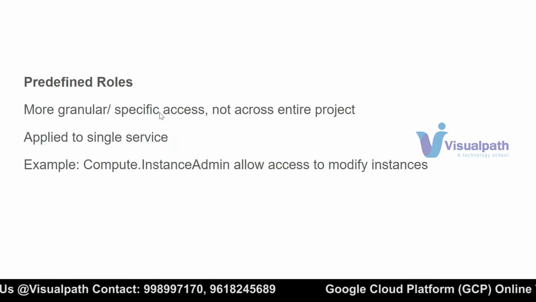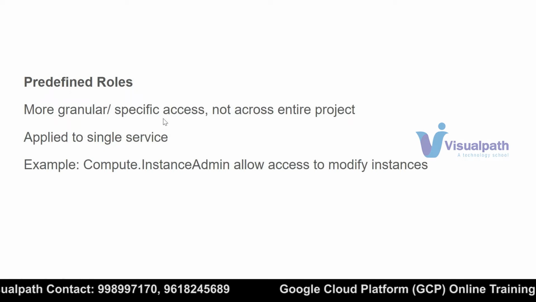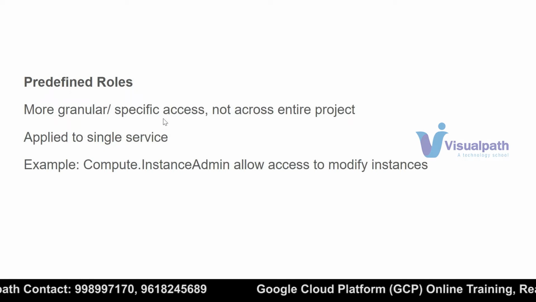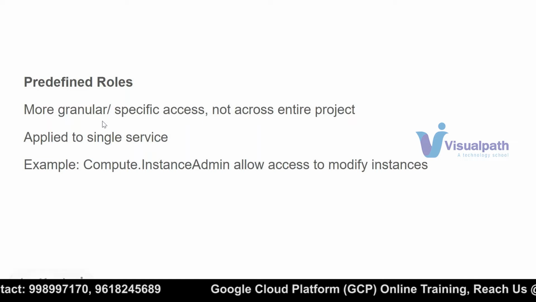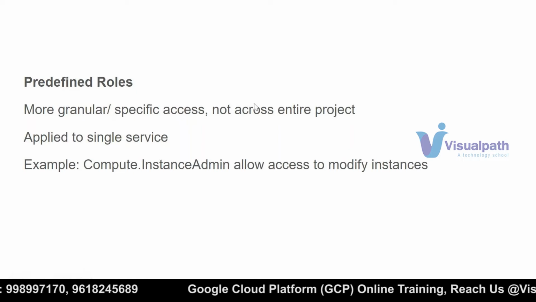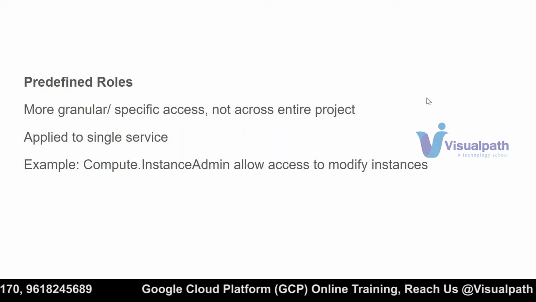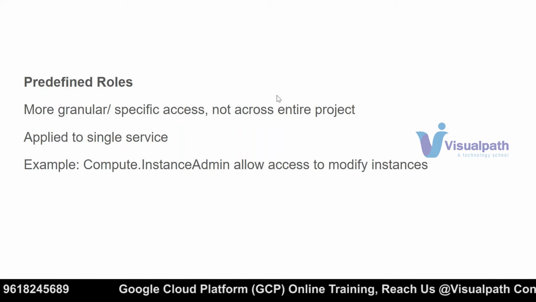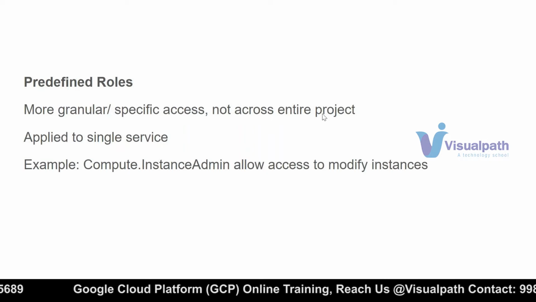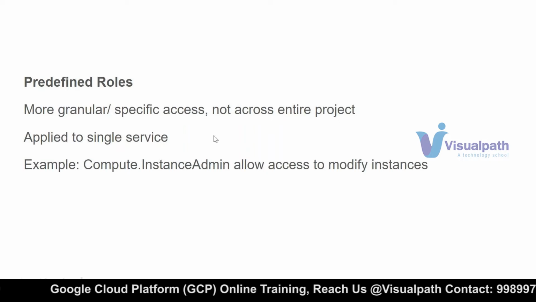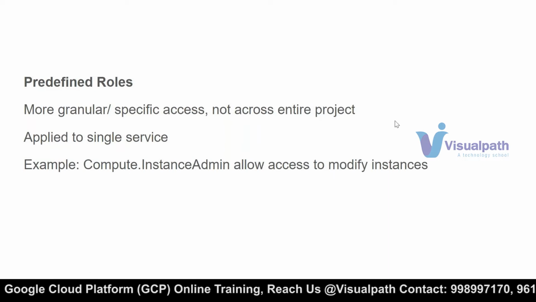But when it comes to predefined roles, it is more granular. You will be giving resource-based access. For example, if you have an infra team and a network team, you will give only compute.instance access to the system admins, and network.admin access to the network admins. And if someone is working with storage, then you will give only object viewer access or object editor access, and so on. An example would be compute.instanceAdmin, only to modify instances.